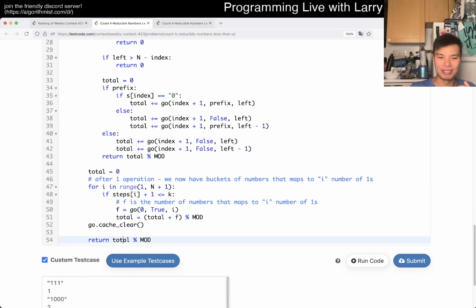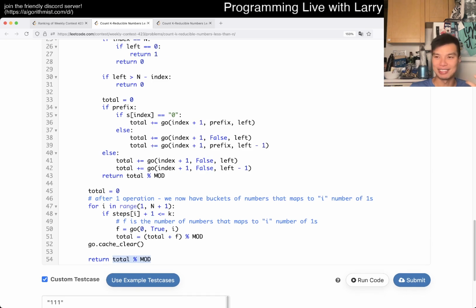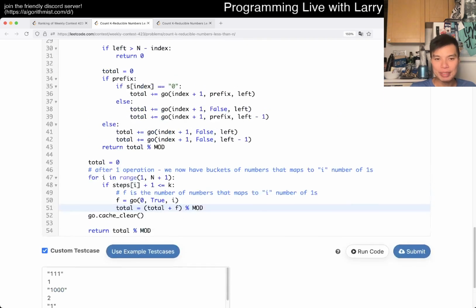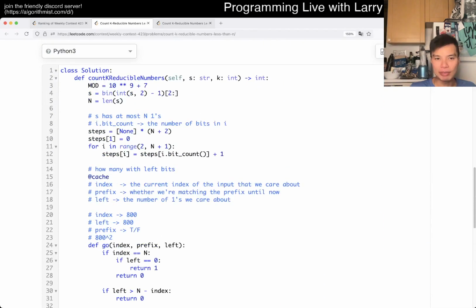But I always just do it, because why not? Oh, the one time that I did forget, I got a wrong answer. I was like, oh, because I missed it in one place. But so I don't know. You never know. But yeah, that's all I have with this one for now.